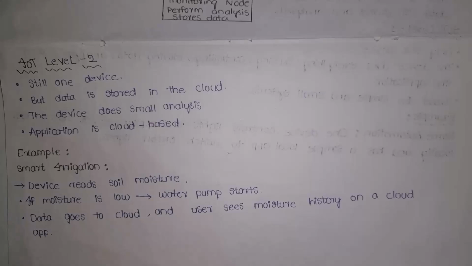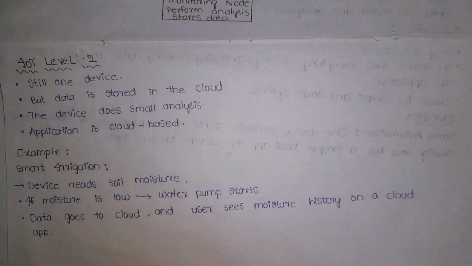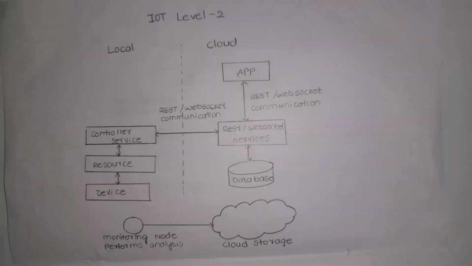Guys, for example, consider a soil sensor that will check moisture levels. If the soil is dry, then the IoT device will automatically turn on the motor, and at what time and for how long the motor is turned on, complete information is stored in the cloud. And the farmer can check complete information by using a mobile app. So data storage as well as the mobile app are both cloud based.